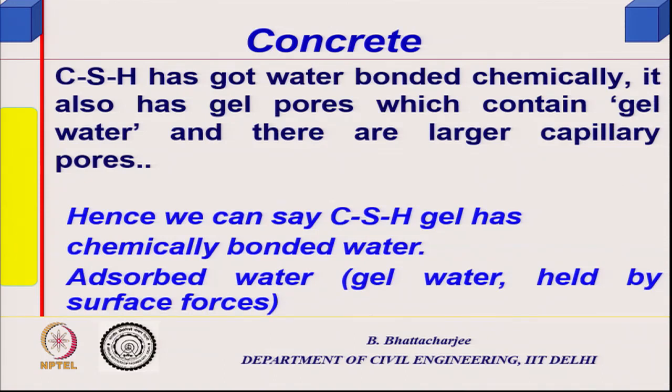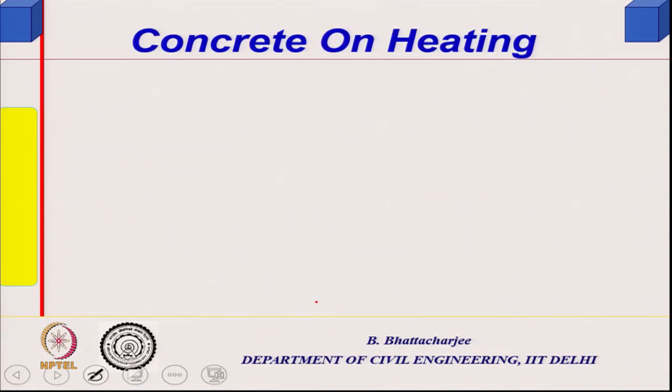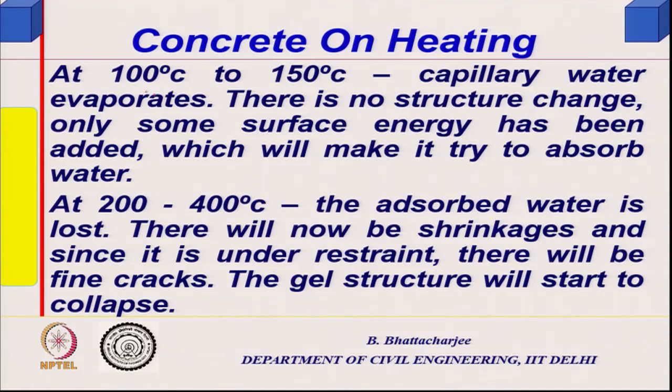In the CSH, this part is chemically bonded water of crystallization, all right, and the rest is adsorbed water, and there is also some capillary water. So, that is what I mentioned in the last class: at 100 to 150 degrees centigrade, capillary water will vanish; at 200 to 400 degrees centigrade, adsorbed water will be lost, and this will result in shrinkage and cracks due to shrinkage, all right.